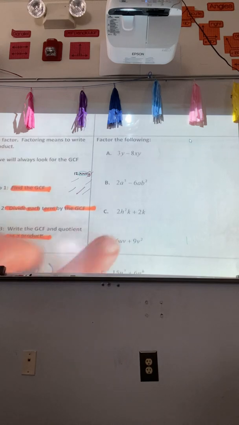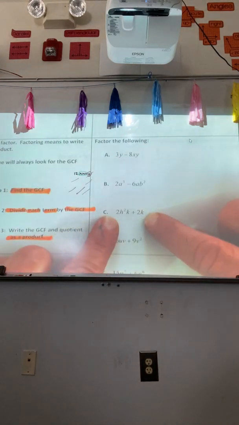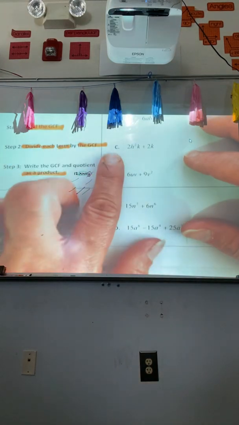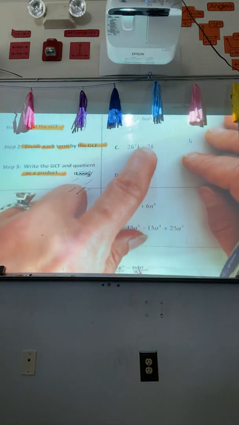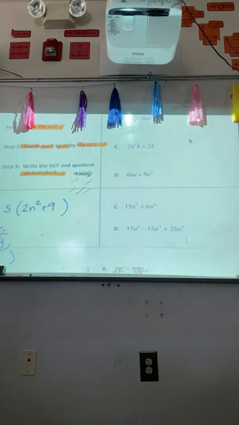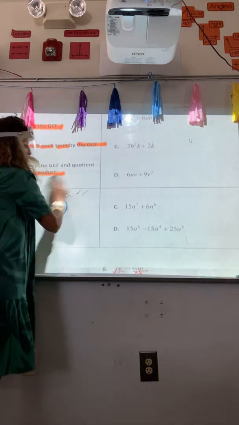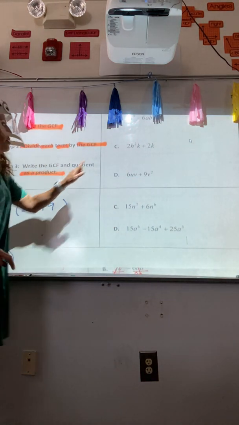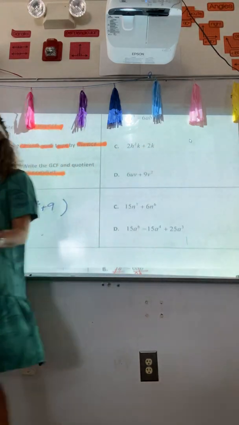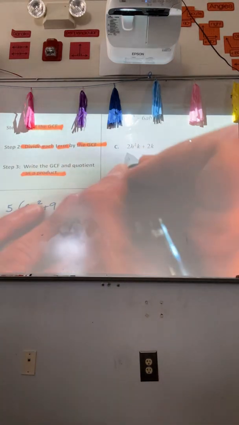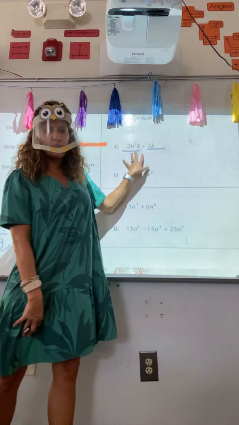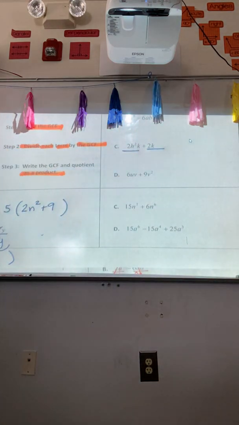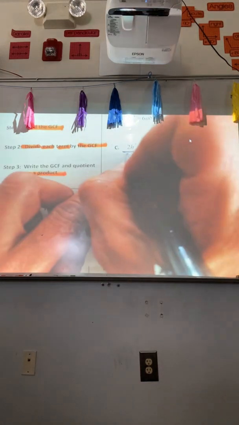And I want to do part C in the middle here. Part C in the middle box. 2h squared k plus 2k. Now, let's just look at the numbers. Ready, sugars? Look at the numbers. What is a number that I can divide or factor out of that? A 2, yes.